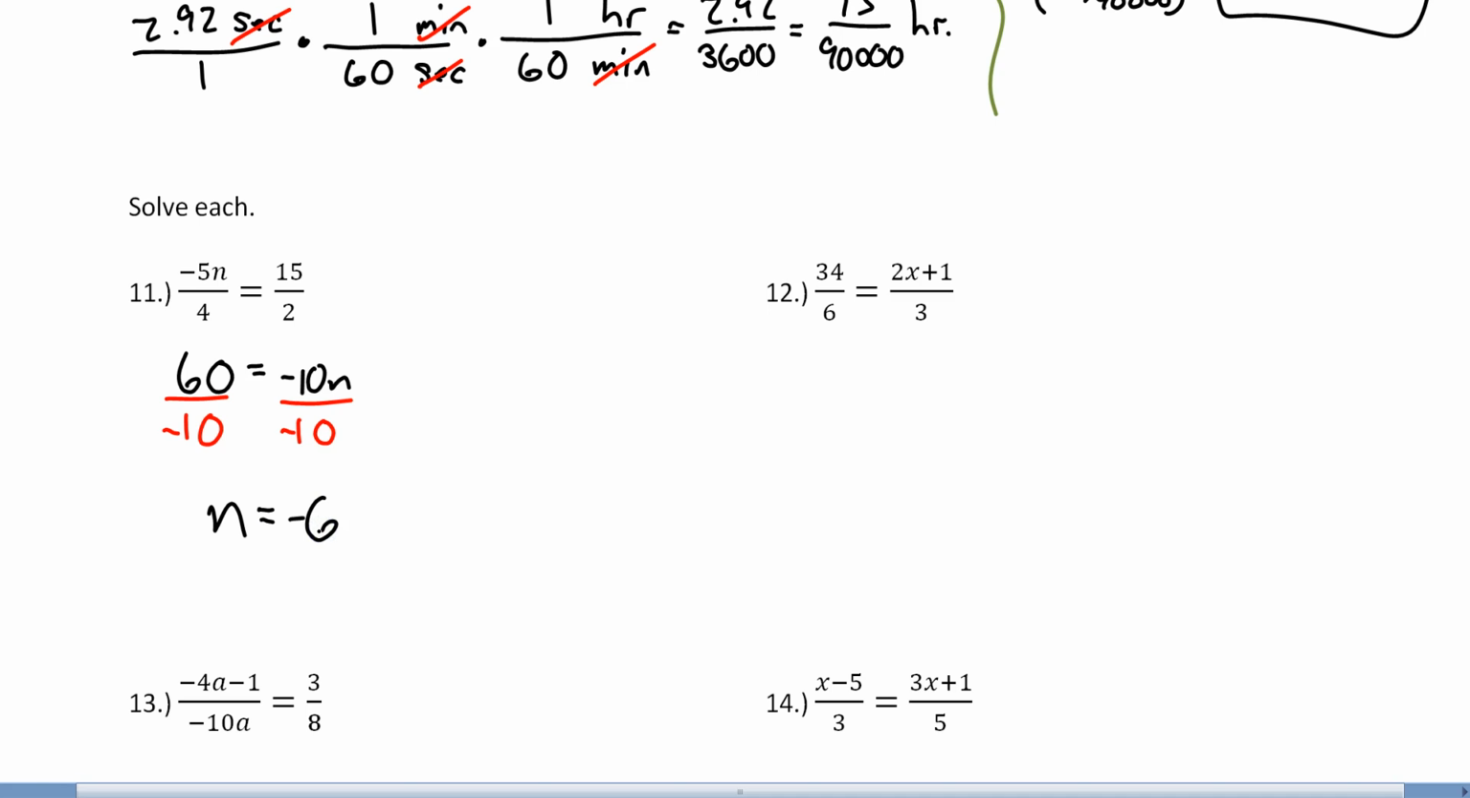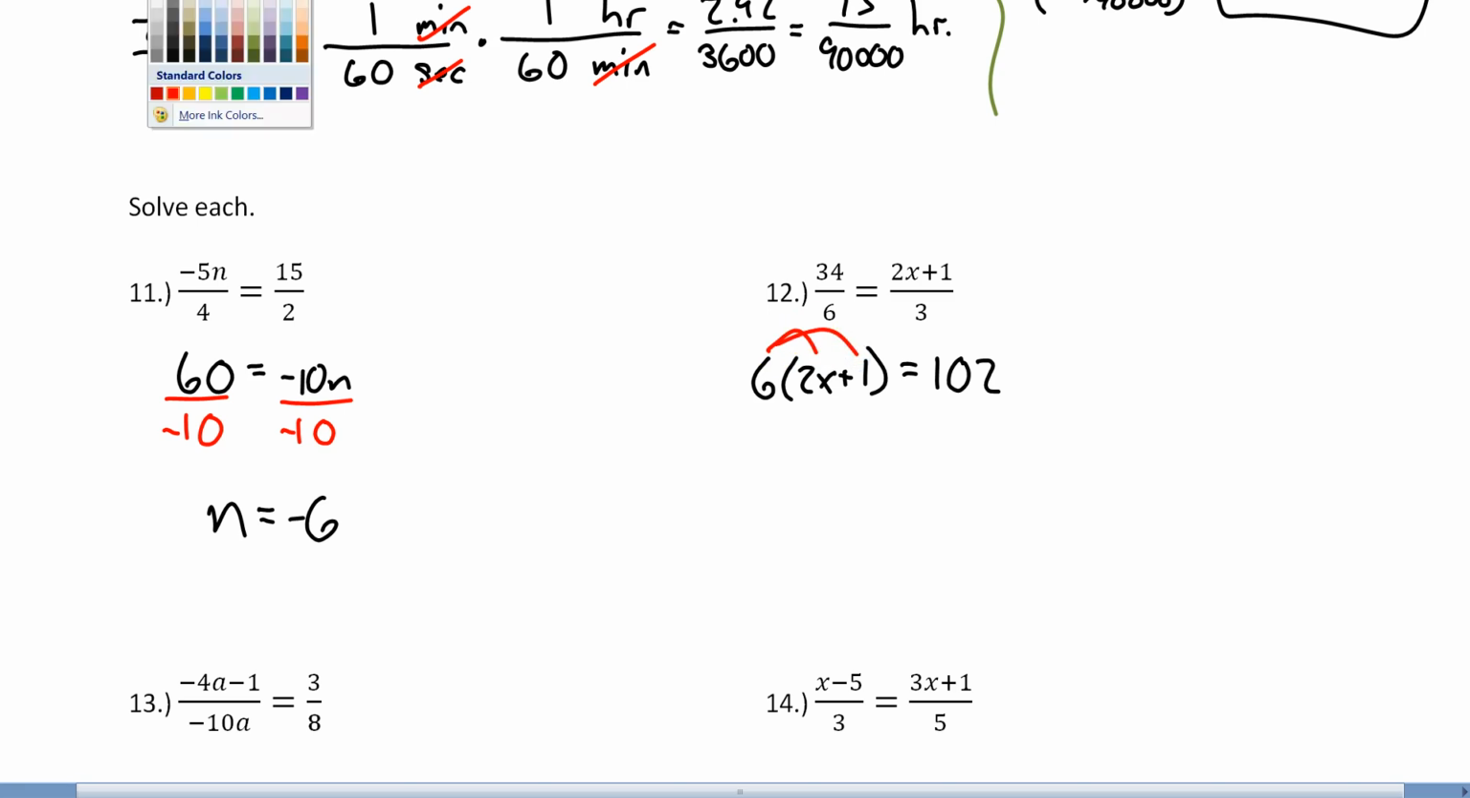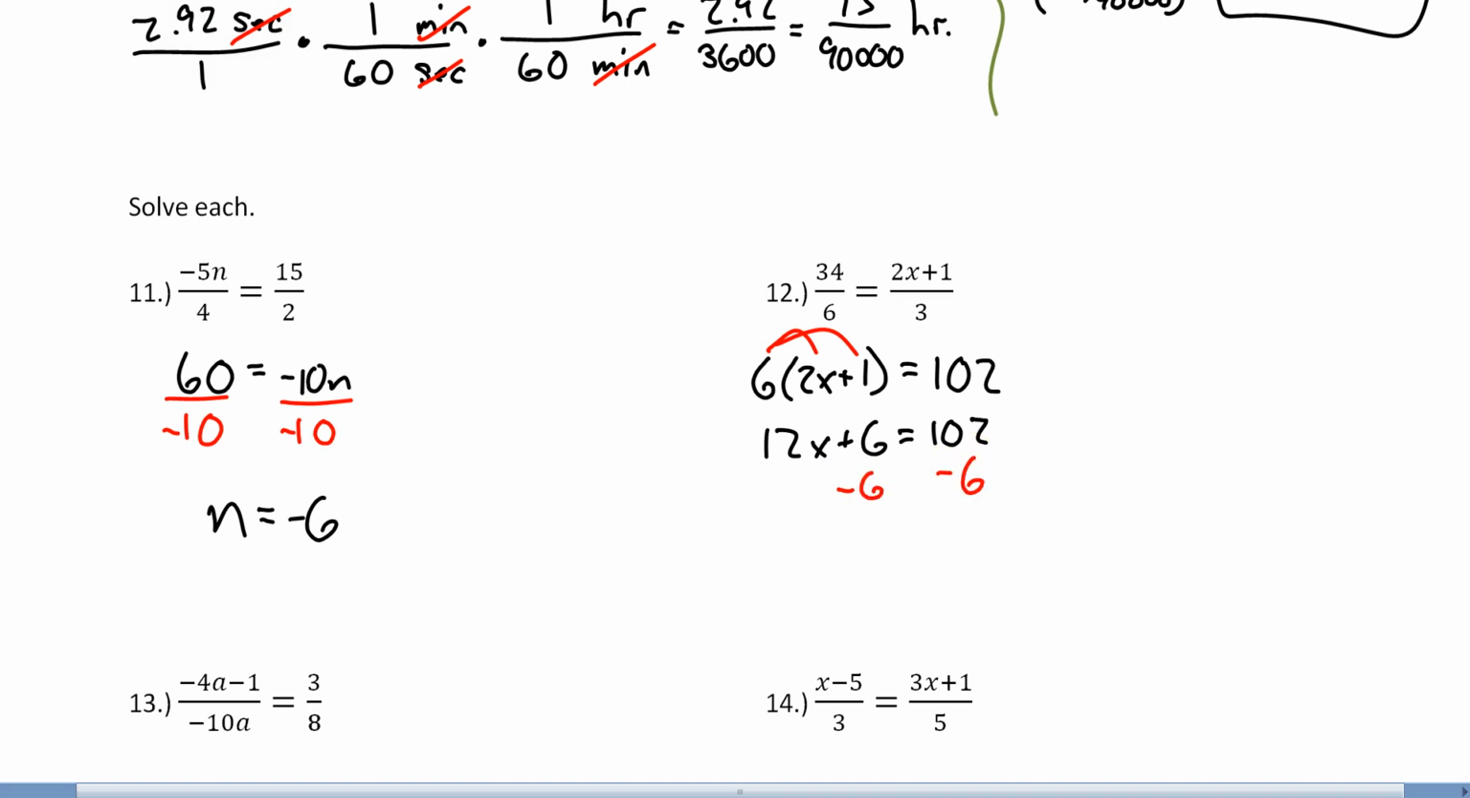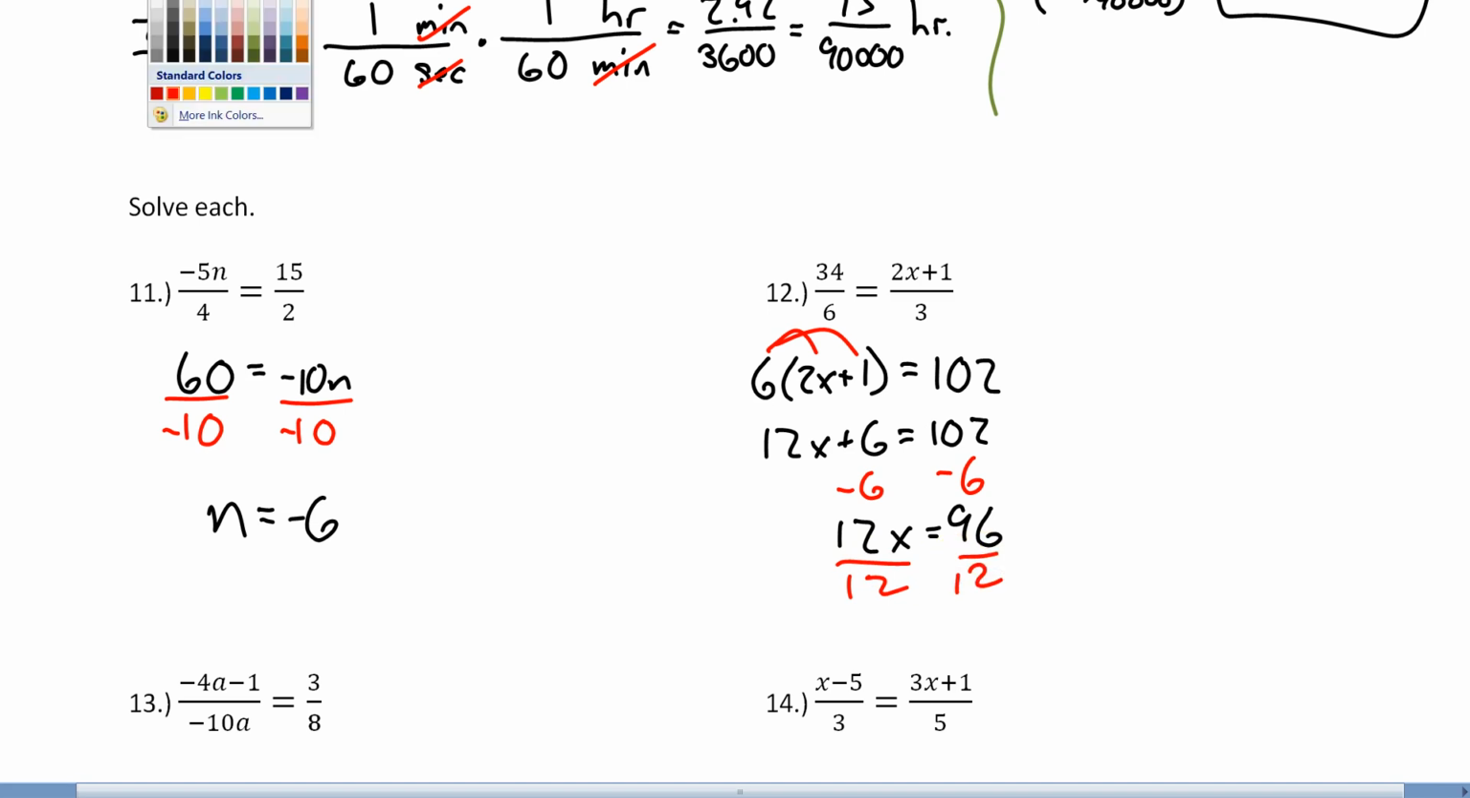All right? The next one, once again, I cross-multiply. I say, okay, 6 times the 2x plus 1 equals 34 times the 3, which ends up being 102. And now I want to solve, so I simplify and then solve. I'm going to distribute that 6. That gives me a 12x plus 6 equals a 102. I'm going to subtract the 6 from each side. That gives me a 96, and now I can divide each side by the 12. So I find out that x equals an 8.